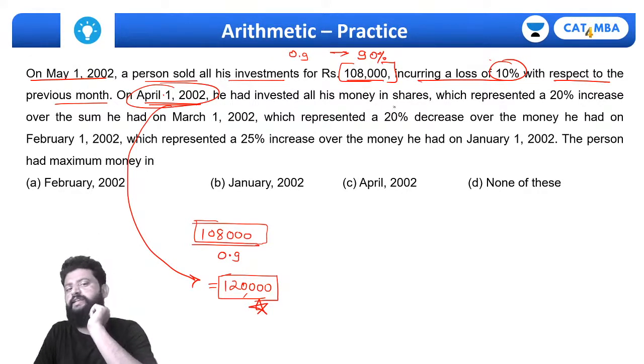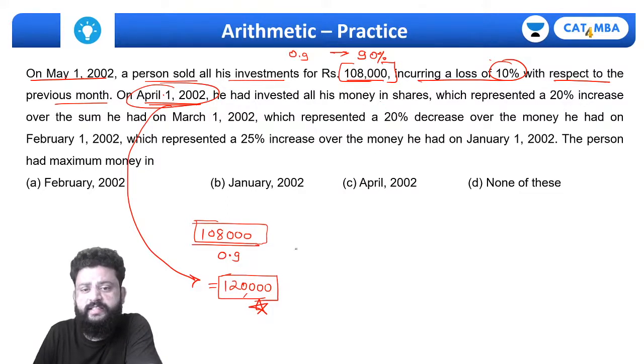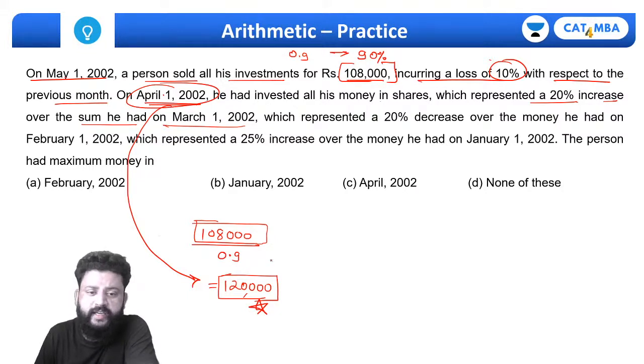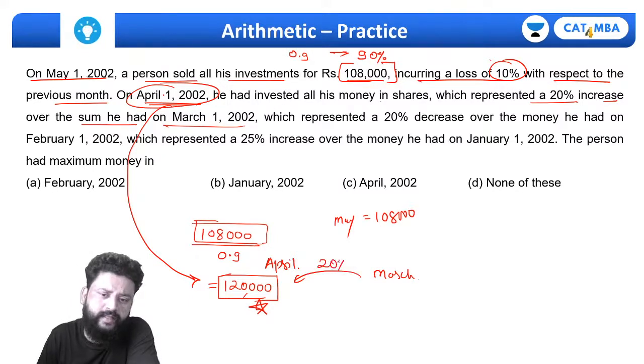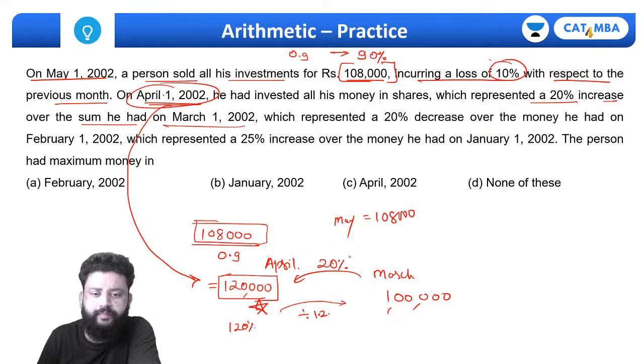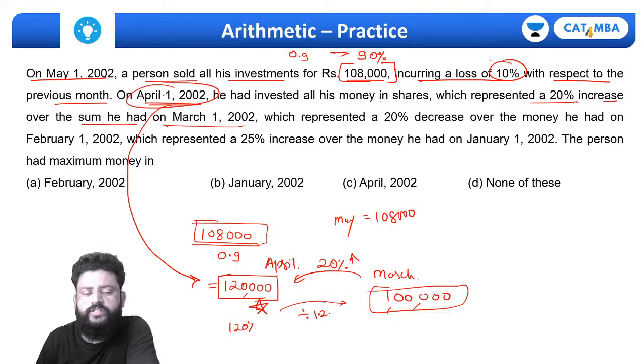He had invested all his money in shares. So अप्रैल में इसने shares में रखे थे सारे पैसे, which represented 20% increase over the sum he had on March 1 2002. तो ये अप्रैल में हुआ. मई में हमें पता है कितना है, मई में है 1,08,000 में उसने सारा बेच दिया. अब March से compare करते हैं, यहां से यहां 20% increase हुआ है. This is 1,20,000, so definitely this must be 1 lakh. 1 लाख का 20% तुम 1.2 से divide करोगे तो भी चलेगा, divide by 1.2, because this is 120%. So originally in March it was just 1 lakh.